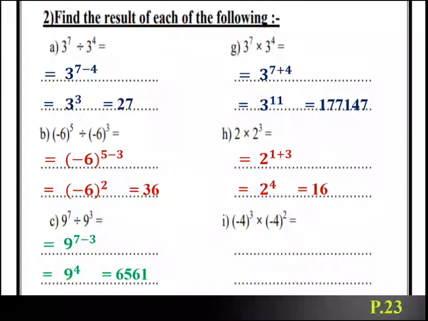Letter I, we have here same base and multiplication sign, so we have to put the steps. The first step will be the same base, which is negative 4 inside the bracket, and add the powers because we have here multiplication sign, and in the multiplication operation we have to add the powers. Okay, so it will be negative 4 power 3 plus 2, which is negative 4 power 5, equals negative 1024. Don't forget to put the brackets on your calculator.